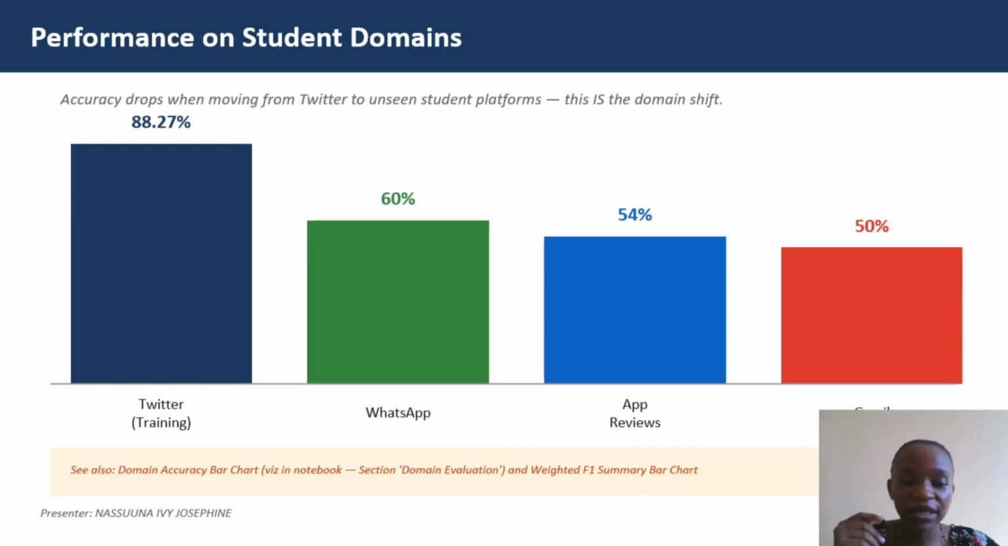Now, this may look like a failure, but measuring this drop was honestly our core objective. This is the domain shift made visible. The model went from 88% to between 60 and 50. And our aim was mainly to keep this gap as small as possible.